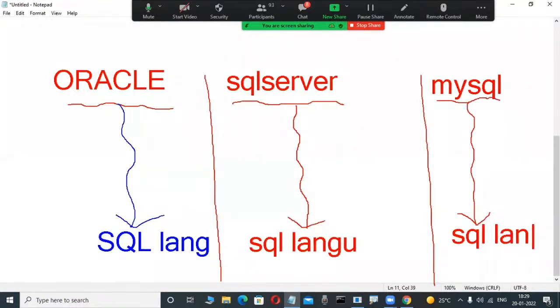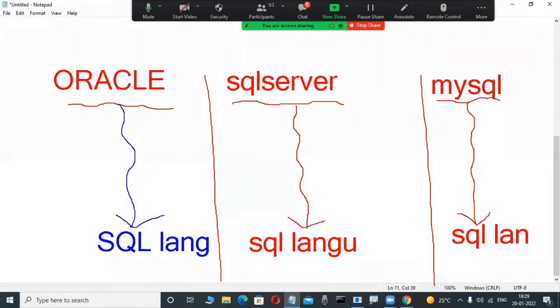Now what is my doubt? Many people are attending this demo class, and those persons may have a doubt: are all these SQL languages the same or different? I have a doubt here. Can anybody guess? Only one answer is correct.